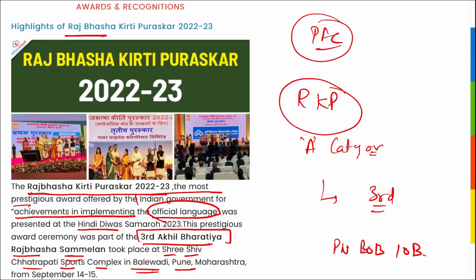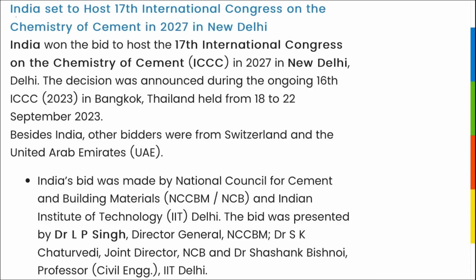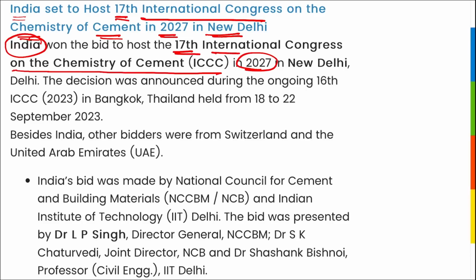this category. And why is this Rajbhasha Kirti Puraskar given? It is the most prestigious award given by the Indian government and it is basically for the achievement in implementing the official language. Next, India is set to host the 17th International Congress on the Chemistry of Cement in 2027 in New Delhi. Important, I repeat, India has won the bid to host the 17th International Congress on the Chemistry of Cement in 2027 in New Delhi.